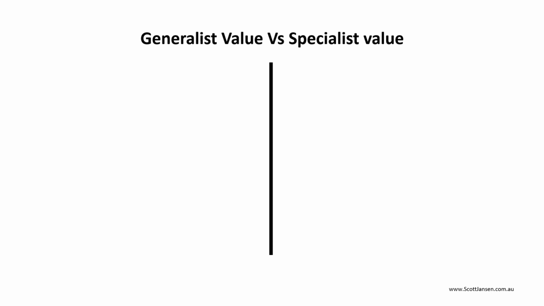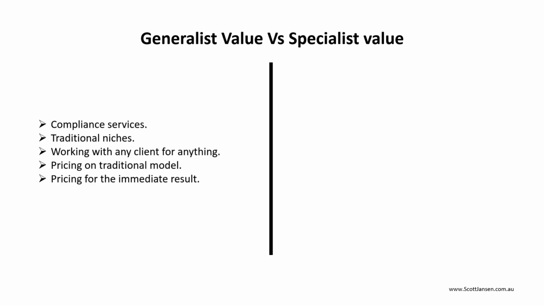So everyone talks about generalists and specialists and experts, but everyone has a different definition of this. So I just want to show you my definition so we're on the same page. When I talk about generalist value, generalist pricing, and having a generalist business, what I mean is compliance services, like quit smoking, weight loss, anxiety, mindset, just real basic push-the-button compliance services. Traditional niches, the ones that we're taught in our certifications, like use this script for stop smoking, use this strategy for mindset, use this for weight loss, here's a pre-built strategy for a compliance niche, just follow this and you'll be able to charge $100 for that. Working with any client for anything, pricing on the traditional model, like the $50 an hour, $100 an hour, $150, if you buy 5 sessions, you get 2 free type thing, and also pricing just on the immediate results. Okay, so that's the generalist value.